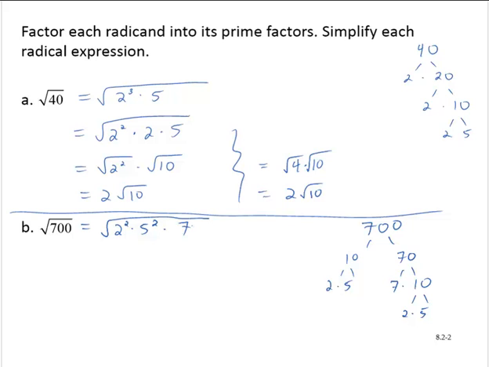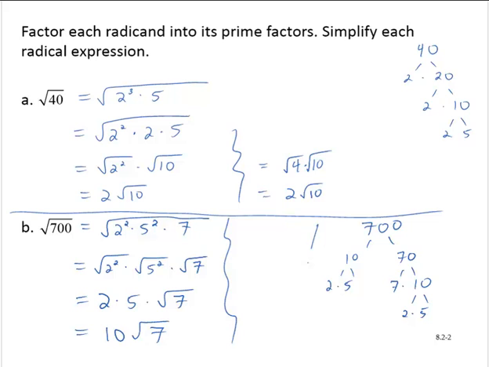And now I'm going to break this up as the square root of 2 squared by the square root of 5 squared by the square root of 7. And so then that's 2 times 5 times the square root of 7, or 10 times the square root of 7. Alternatively, I just use the factorization 100 times 7, noticing that 100 is a perfect square, and then breaking it up and getting the same result.